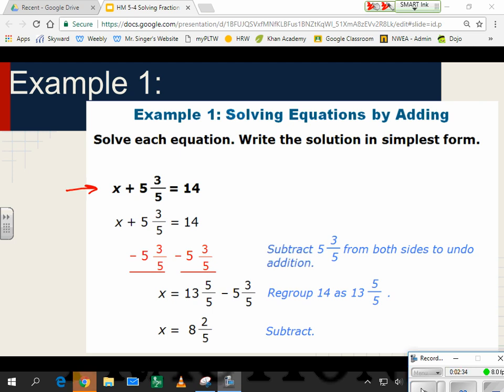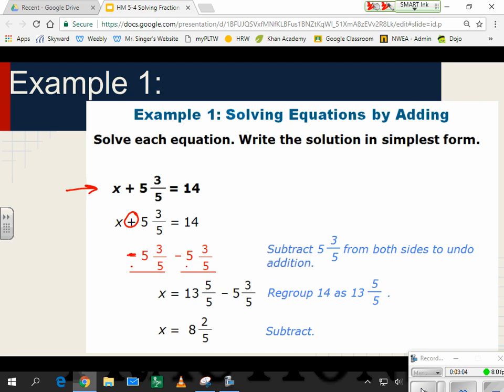So we know that what we first have to do is find the inverse operation. Well, we can see we have addition here. So what's the opposite of addition? Subtraction. So we have to get the number that's next to the x out of there. So we got to move that roommate to the other room or the other place. So we're going to subtract 5 3/5 from both sides. What you do to one side, you got to do the other side of the equal sign. So now that leaves us with 14 minus 5 3/5.